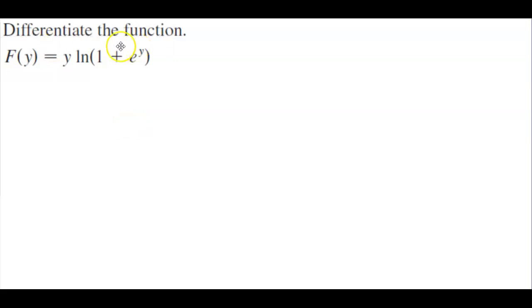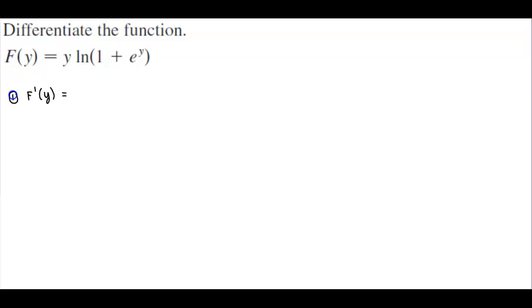Okay, so here we want to differentiate the function f of y, which is equal to y times the natural log of 1 plus e to the y. So what we want to do is use the product rule since we have two things that we need to multiply. So in order to find the derivative of this function, we have f prime of y.